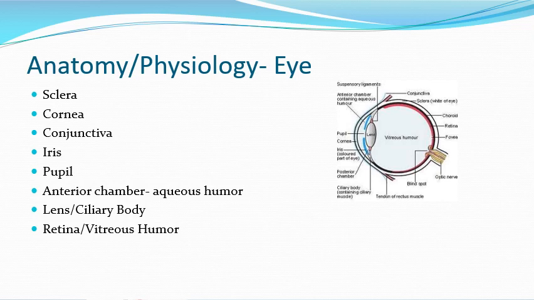Another thing that I want to point out on here, there's not a bullet point for it, is the optic nerve. The optic nerve is what sends impulses from the eye to the brain. And when you look at the inside of the eye with an ophthalmoscope, you can see a part of the optic nerve known as the optic disc. That's the part that you can visualize when you're actually looking at the eye through an ophthalmoscope.